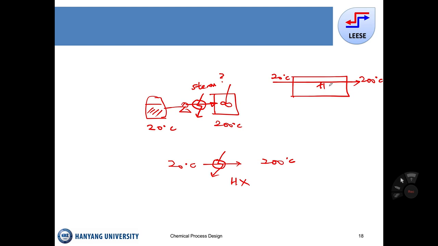So we needed to provide heat, okay, from somewhere. How can you provide the heat? That might be done by steam. Okay, steam is used, then the heat is transferred from steam to the process stream, then the temperature of the stream is increased from 20 to 200. Okay, so can I use the electricity?